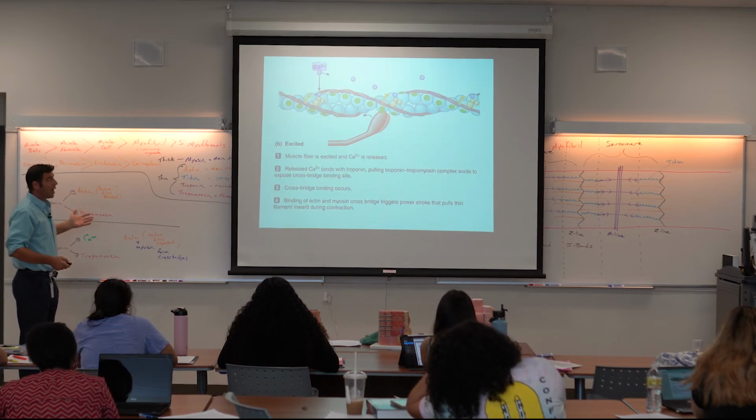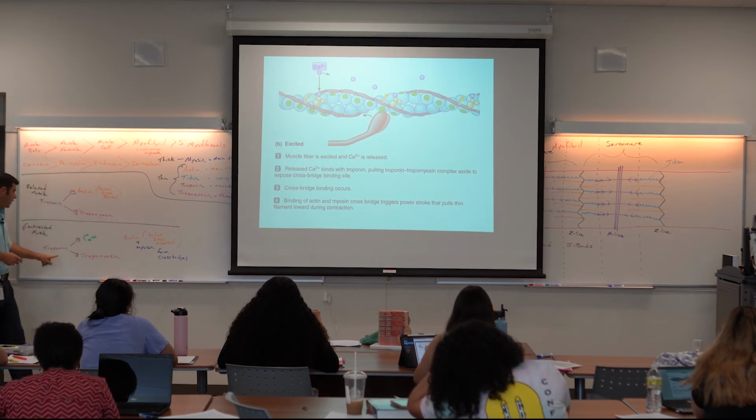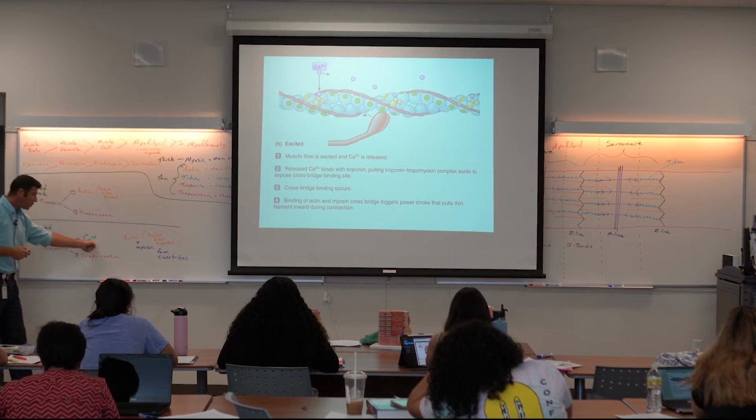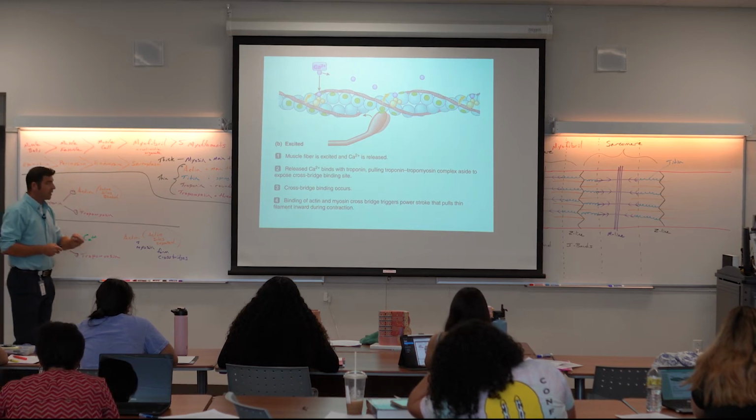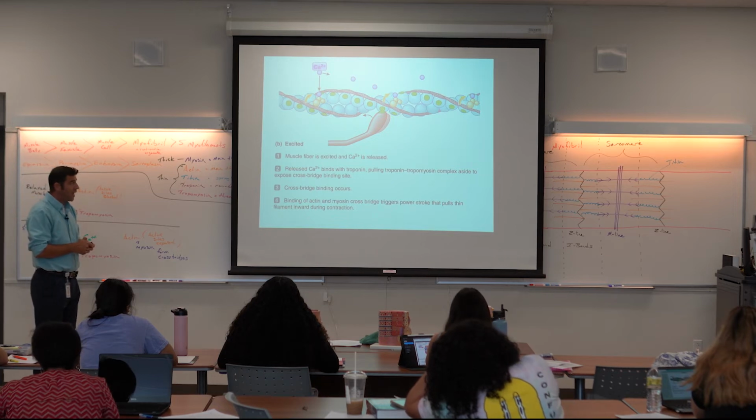But then calcium ions show up. Troponin has a greater affinity for calcium ions than it does for actin. So given the choice, if calcium ions show up, it grabs onto one of those and it lets go of actin, temporarily exposing those active sites.